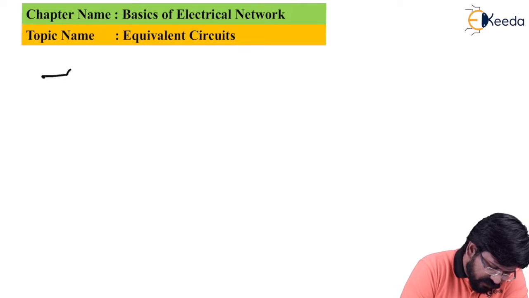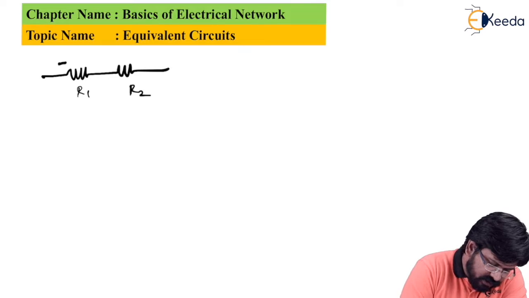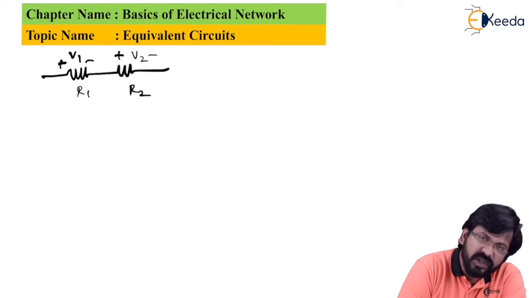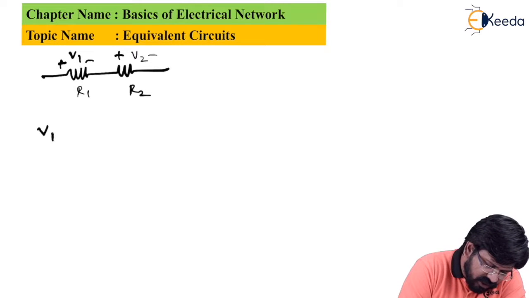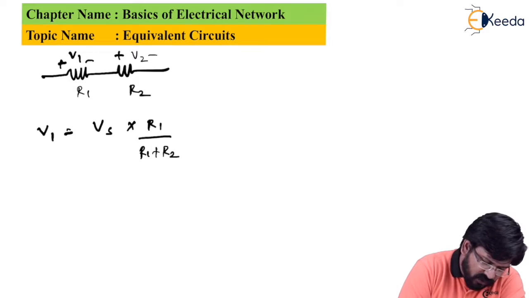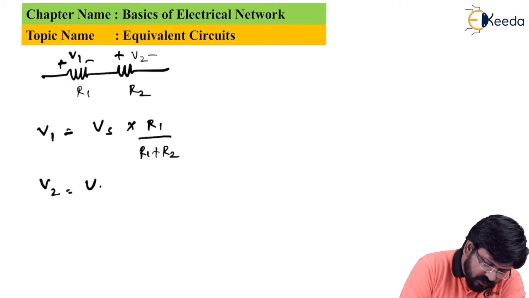Let's say we have two resistors connected in series, R1 and R2, across which the voltages are V1 and V2, assuming the source voltage as Vs. By the voltage division rule, if you want to calculate V1, V1 will be equal to total voltage Vs multiplied by R1 itself divided by R1 plus R2. Whereas if you want V2, it will be simply Vs into R2 upon R1 plus R2.